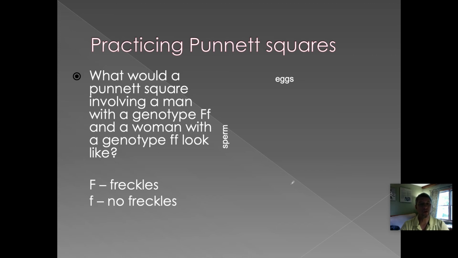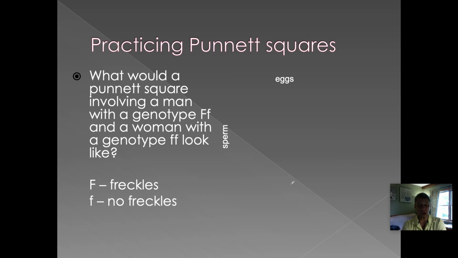Okay, so let's do another example of this just to see what happens here. What would a Punnett square look like involving a man with a genotype of big F, little f, and a woman with a genotype of little f, little f? So dad is heterozygous, and obviously then, does he have freckles or not? He does. And mom is homozygous recessive, and so therefore she does not have freckles.